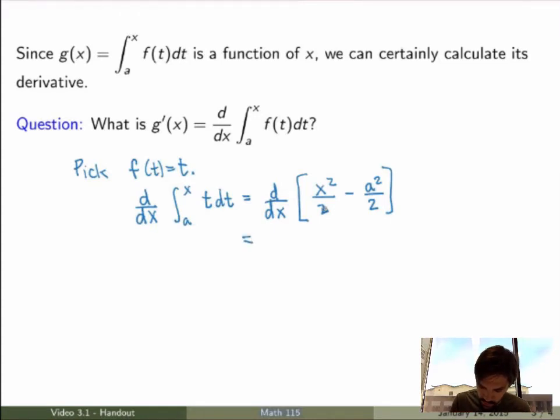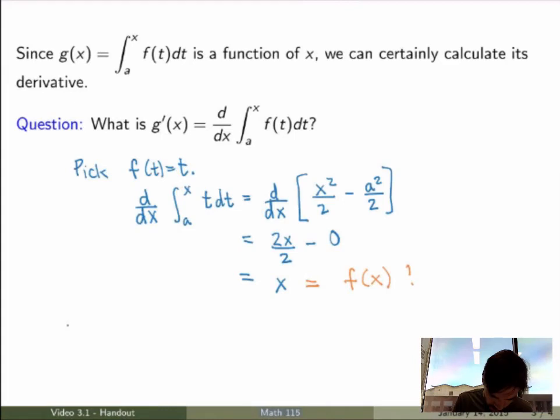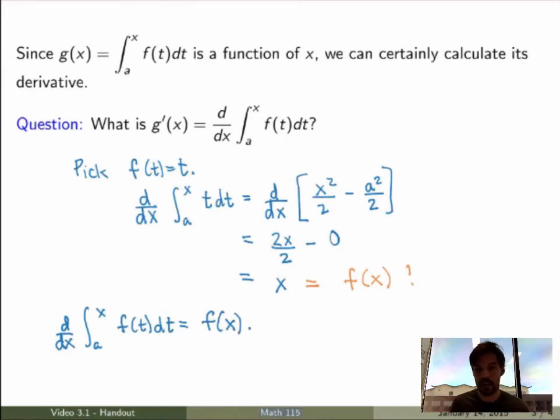I get first the derivative of the first term, which gives me 2x over 2, minus the derivative of the second term, but this is a constant. So the derivative is 0. So I recover x. But what is x? Well, x is the same thing as my original function, but now as a function of x. Surprise, surprise. So the derivative of the integral of f of t dt is actually equal to f of x. So in this particular case, what we got is that d/dx of the integral from a to x of f of t dt was precisely equal to the original function f of x.